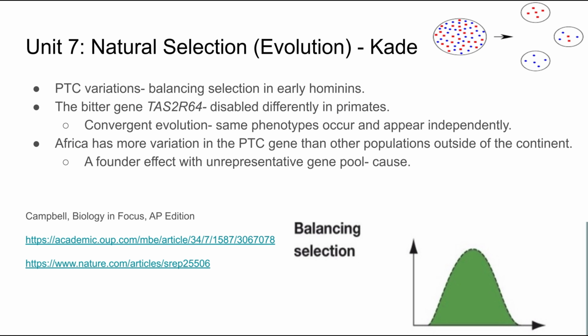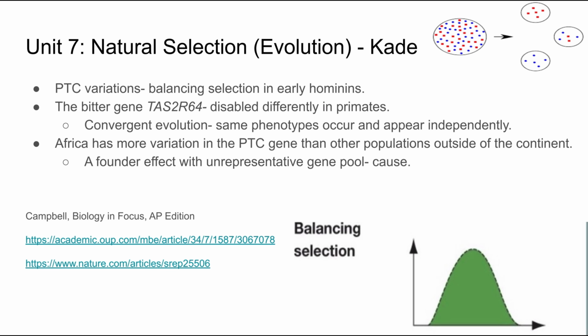Next, there is another bitter gene called TAS2R34 that's disabled in primates, but multiple lineages have done it in different ways. This is an example of convergent evolution, where 2 completely different lineages have the same phenotype, but they did not get it from a common ancestor. Instead, they did it in 2 or more separate ways.